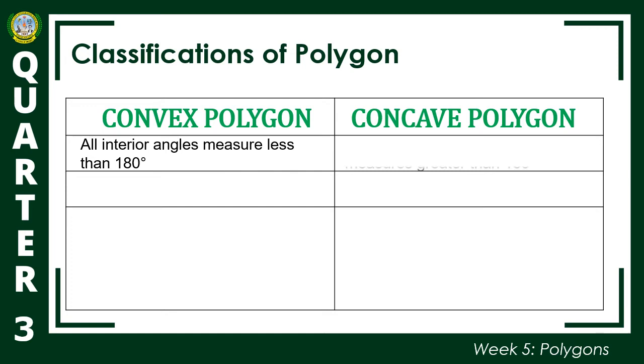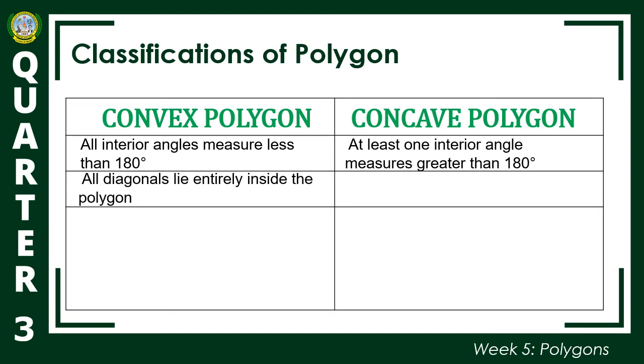While in a concave polygon, at least one interior angle measures greater than 180 degrees. So that means at least one of the interior angles is reflex. Okay? Reflex po means more than 180 degrees na po yung measurement. Next is, all the diagonals of a convex polygon lie entirely inside the polygon. Okay? So, pag tinrawing nyo lahat ng diagonals niya, nasa loob lang po ito ng ating polygon. While in a concave polygon, not all the diagonals lie entirely inside the polygon.